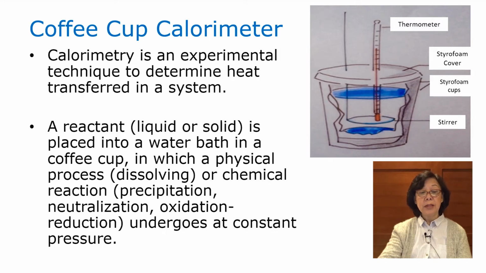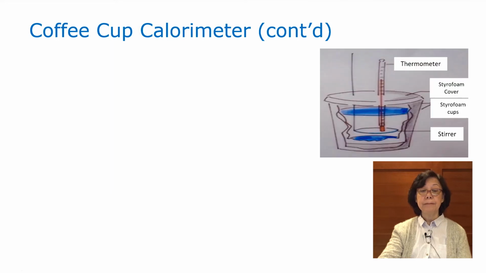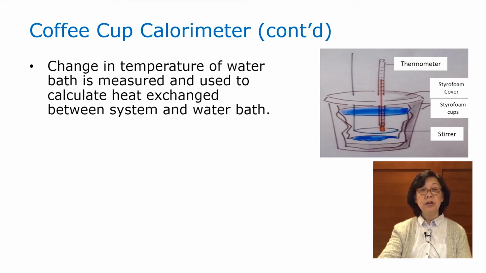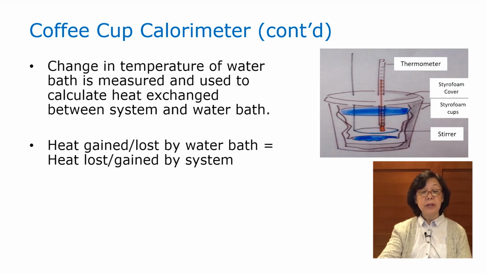The reactant is placed into the water bath in a coffee cup where the chemical or physical reaction will take place. A physical reaction would be dissolving. A chemical reaction can be redox, neutralization, or precipitation. The change in the temperature of the water is measured and used to calculate the heat exchange between the system and the water bath. Remember that the heat gained or lost by the water bath is equal to the heat lost or gained by the system, in which case the water bath is the surroundings.